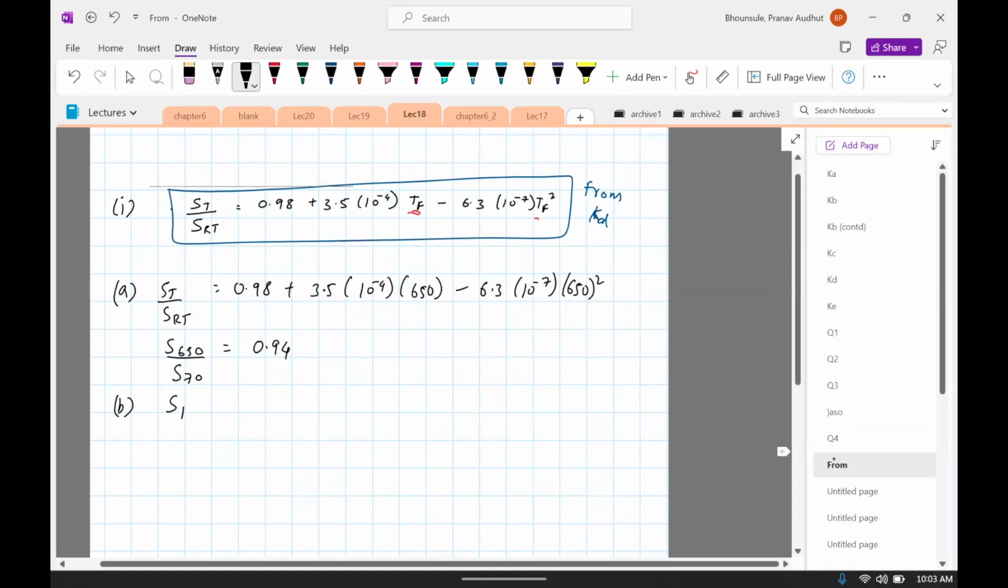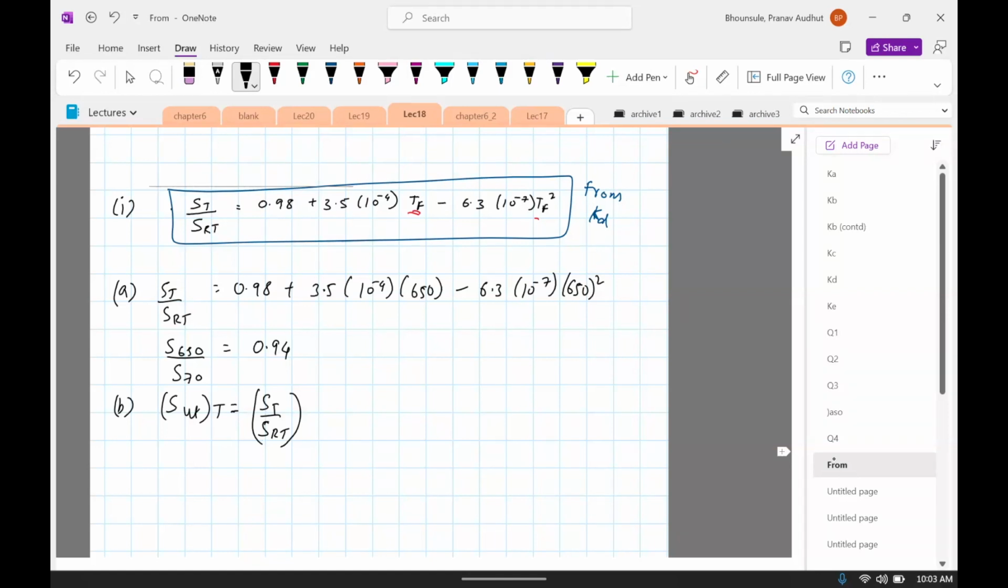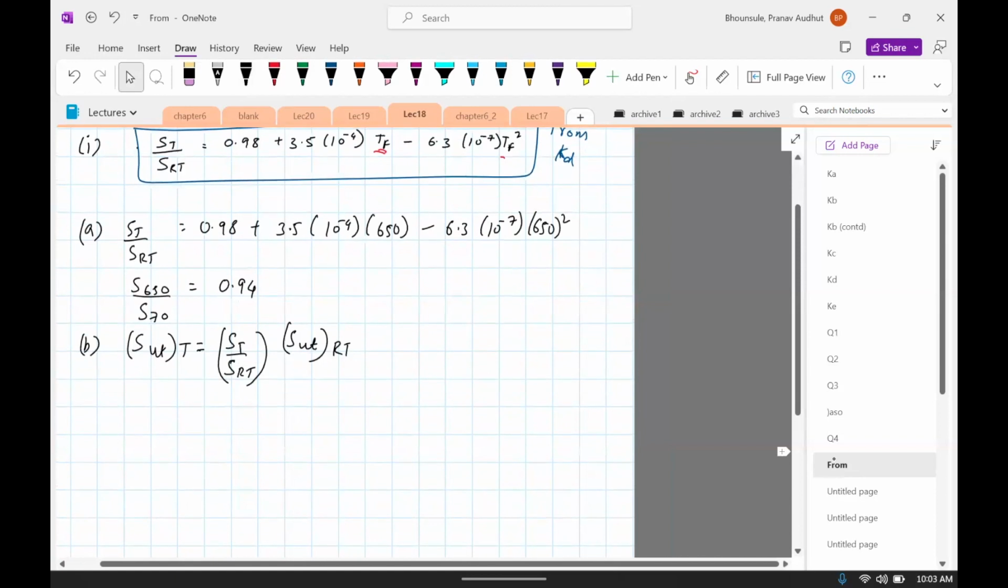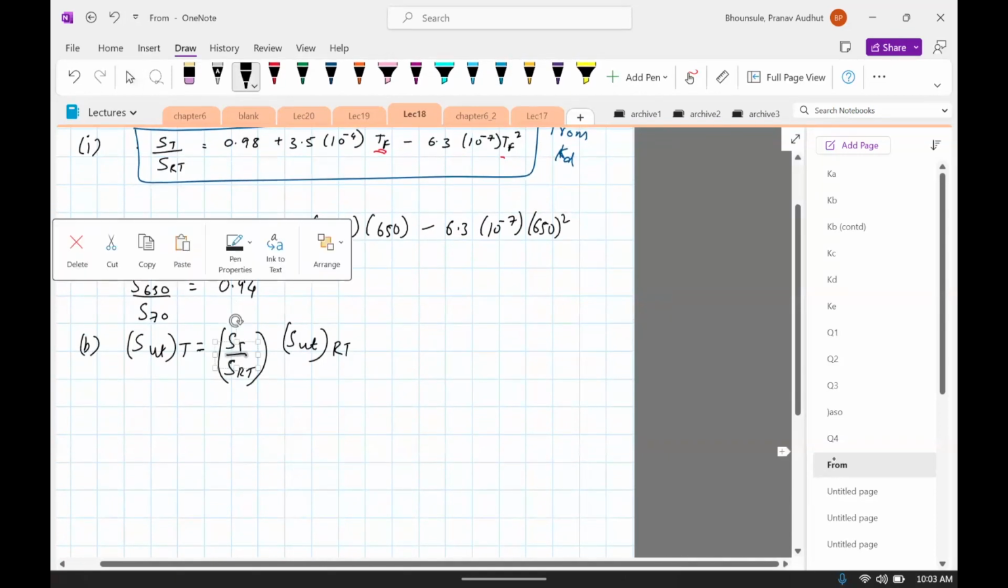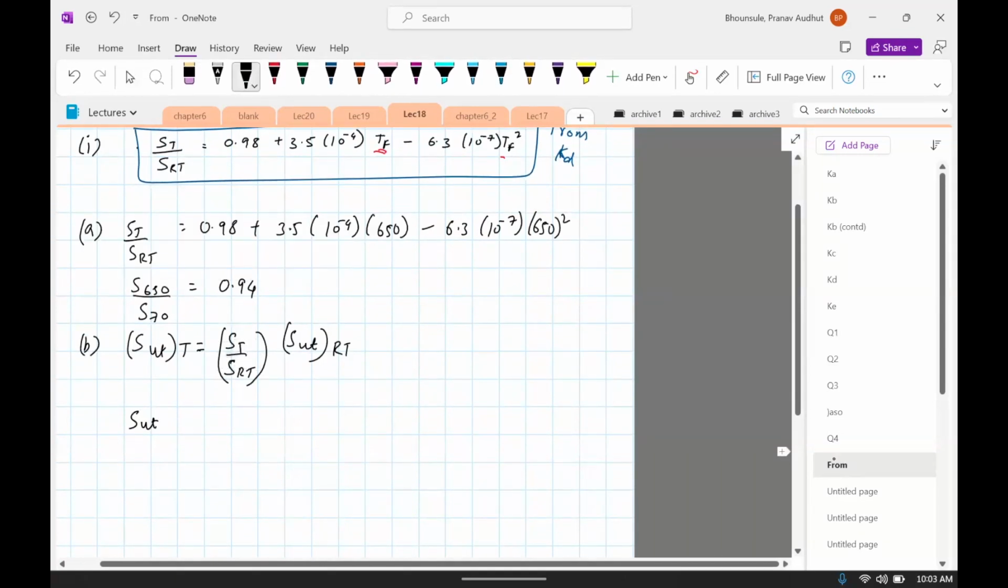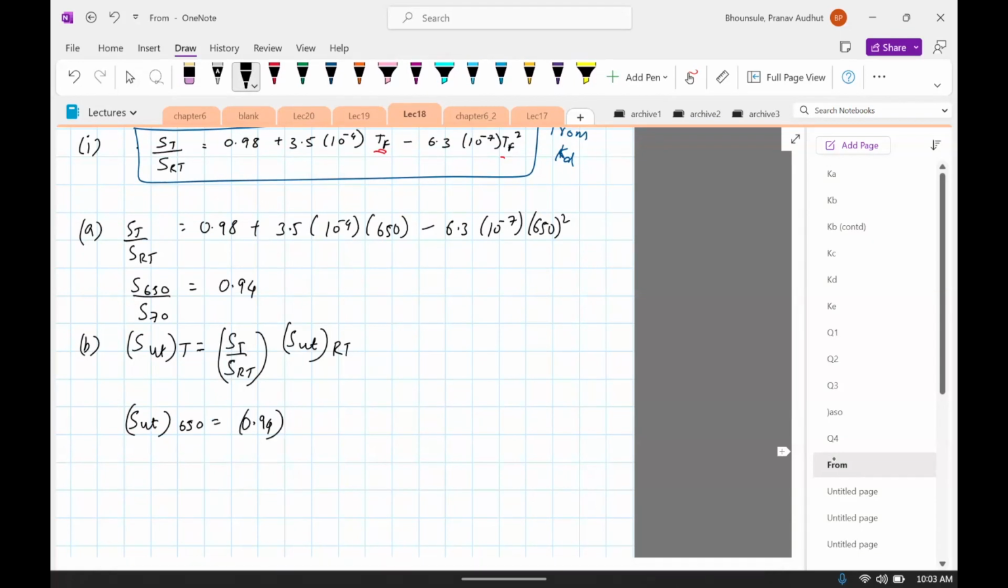SUT at operating temperature is the ratio of ST divided by SRT times SUT at room temperature. So SUT at 650 is 0.94 times SUT at room temperature. I think we know this.